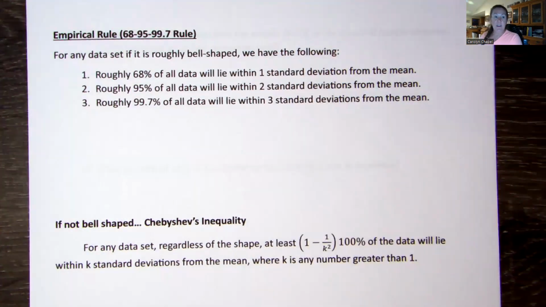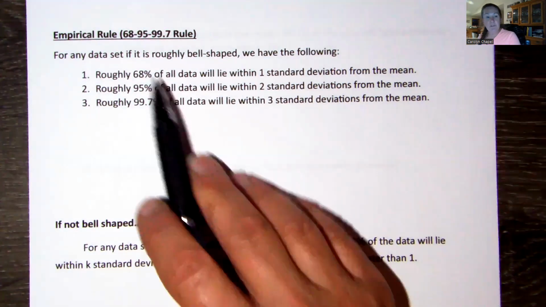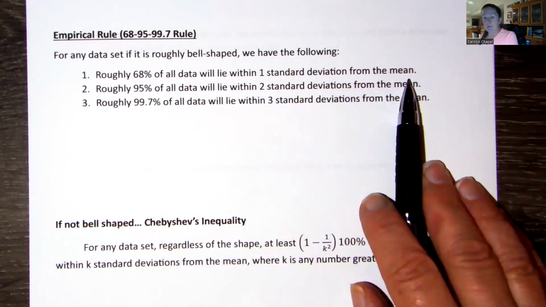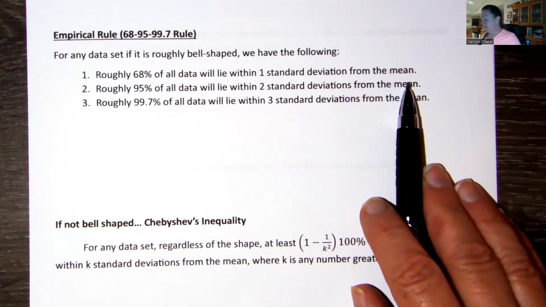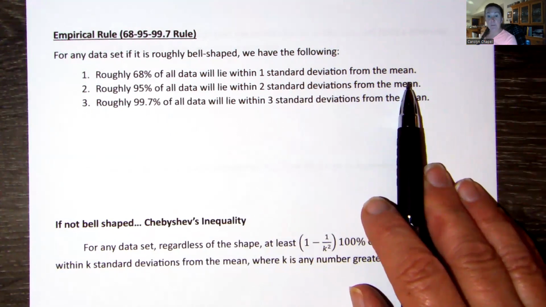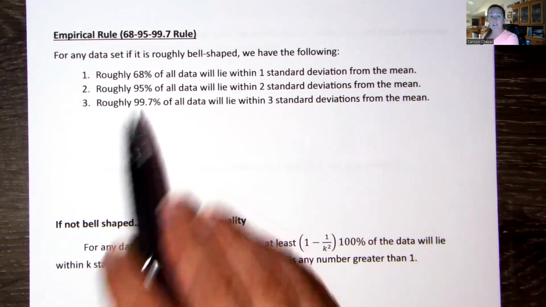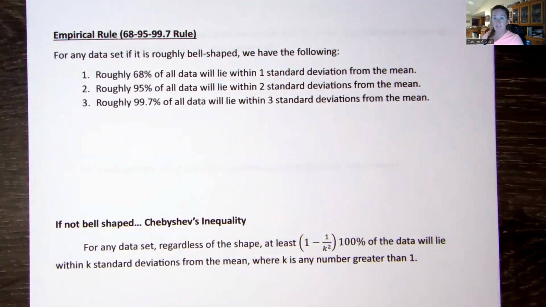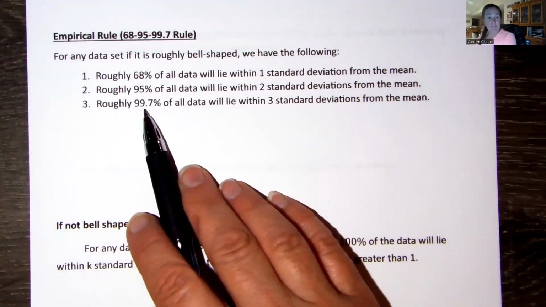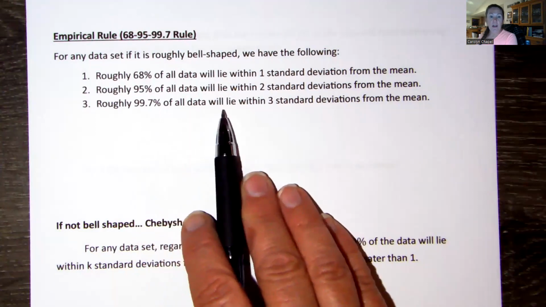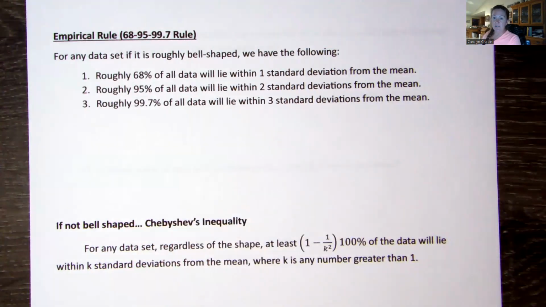What we have is roughly 68% of our data will lie within one standard deviation from the mean. And I'm going to draw a picture after I go through this. And we will do an example as well. Roughly 95% of our data is going to lie within 2 standard deviations from the mean. That's 2 standard deviations up and 2 standard deviations down. And it turns out that roughly 99.7% of all of our data will lie within 3 standard deviations from our mean.